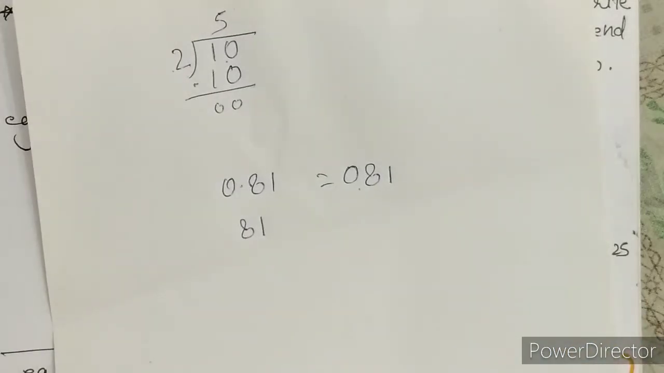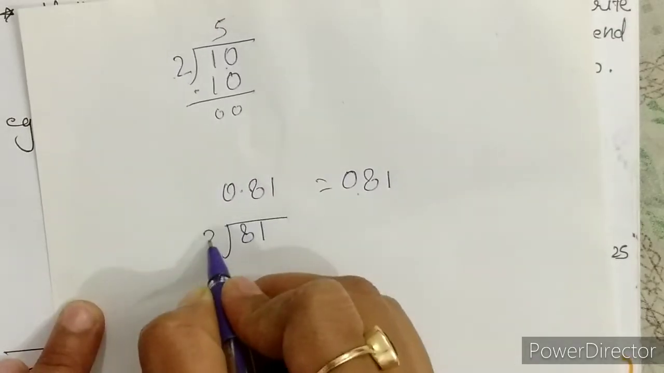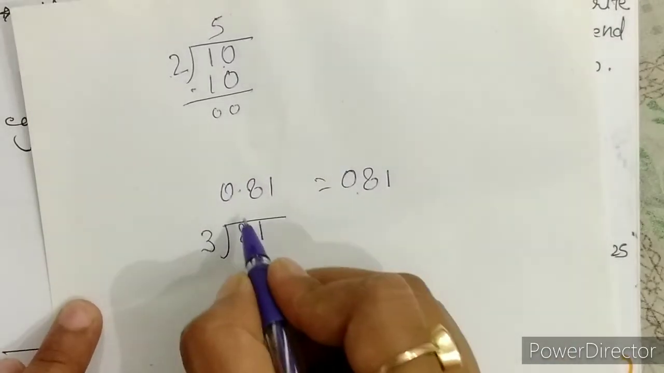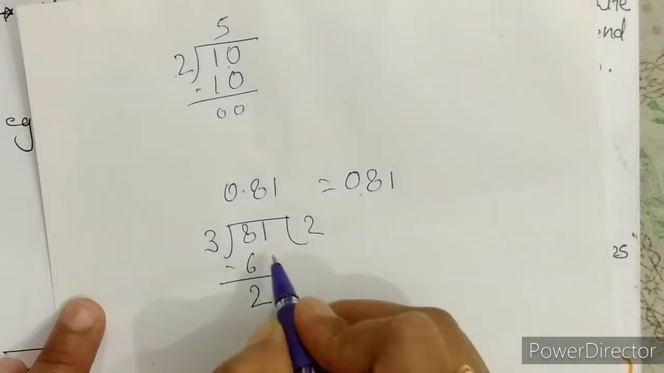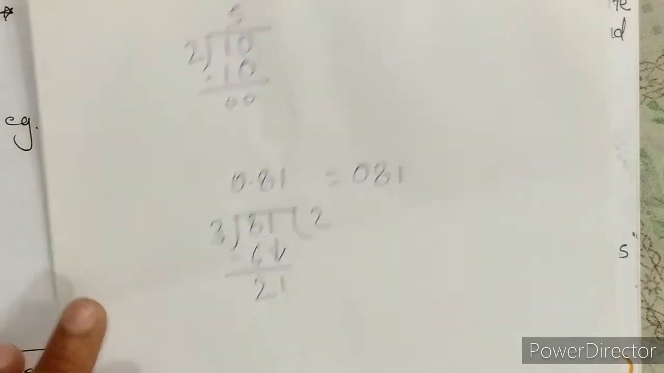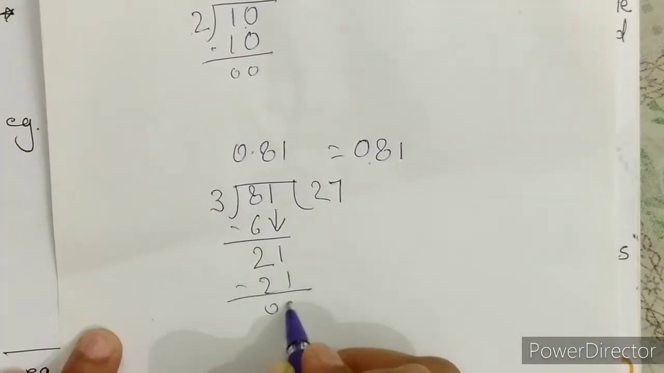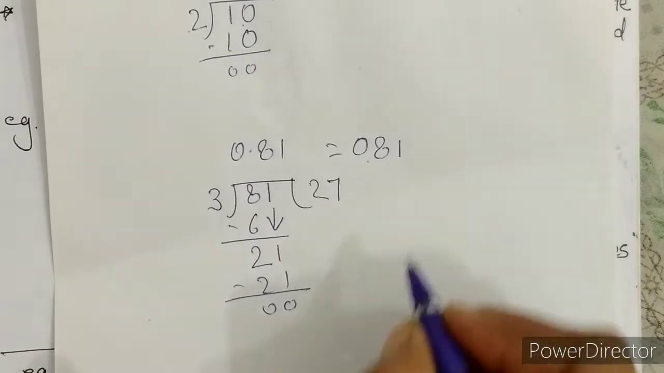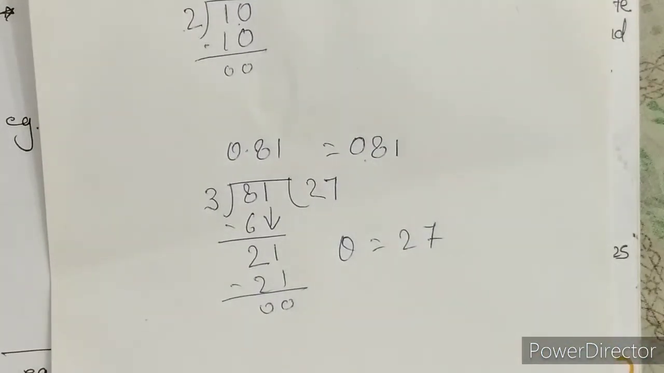Now in the simple way you divide 81 by 3, as we divided 10 by 2. So divide 81 by 3. 3 twos are 6, minus, 2. Then 1 is here. Then 3 sevens are 21, minus, 0. Here your quotient is 27. What was your quotient? 27.